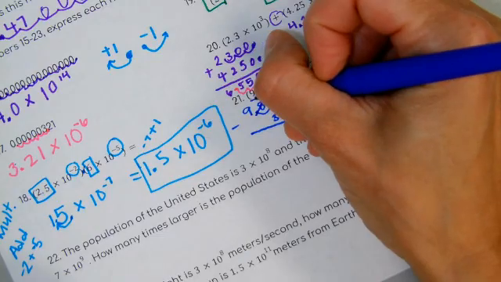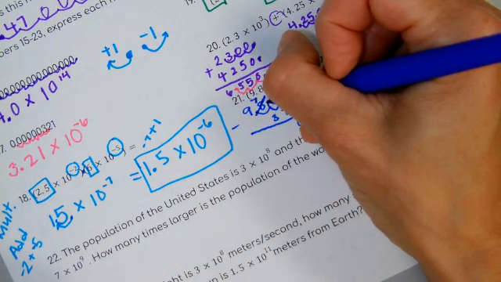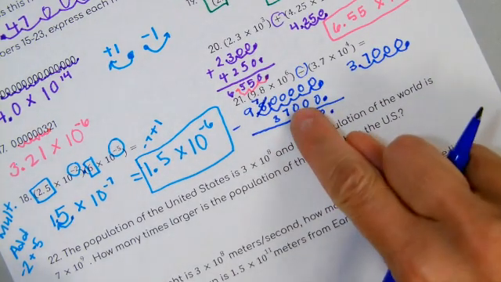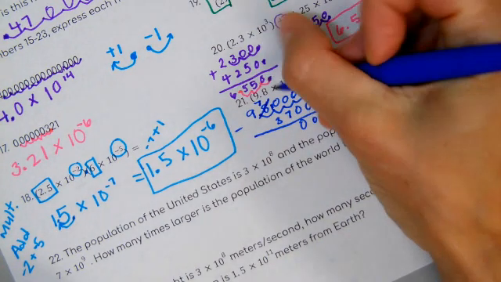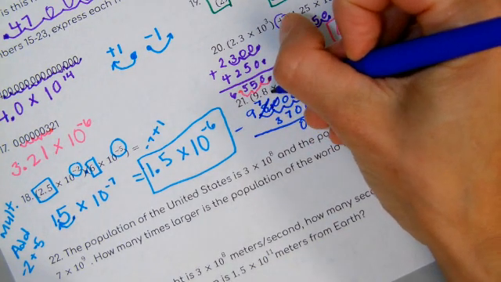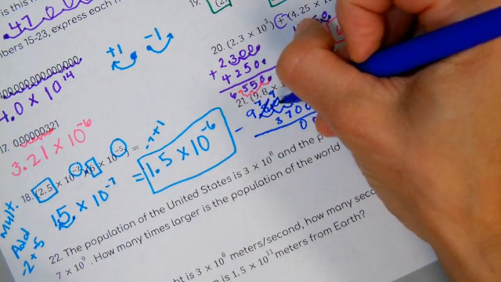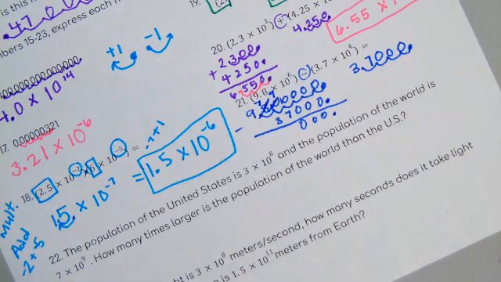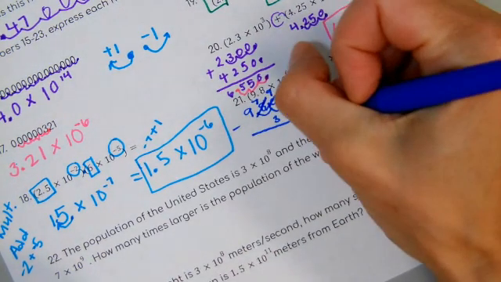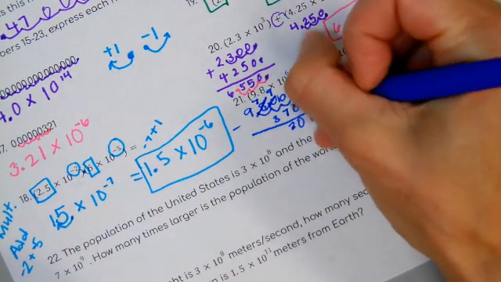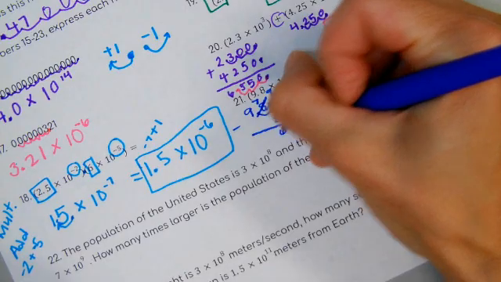So 8 becomes 7, which makes this one a 10. But I still need it for the 7. So I'm going to borrow from the 10, make that a 9, and make this one a 10 above the 7. So 10 minus 7 is 3. 9 minus 3 is 6.